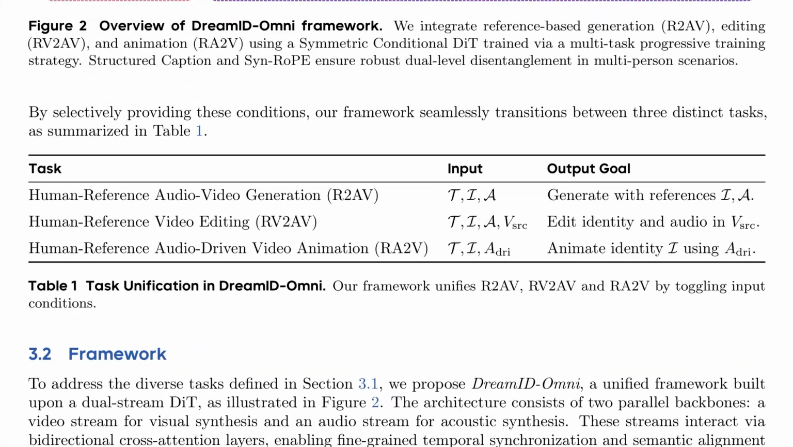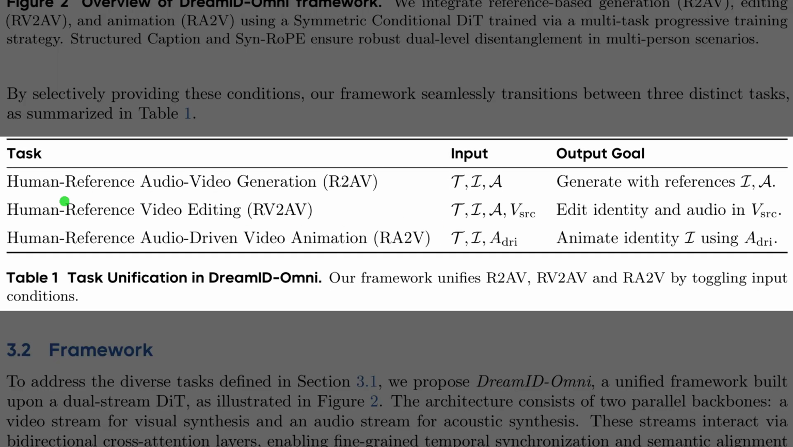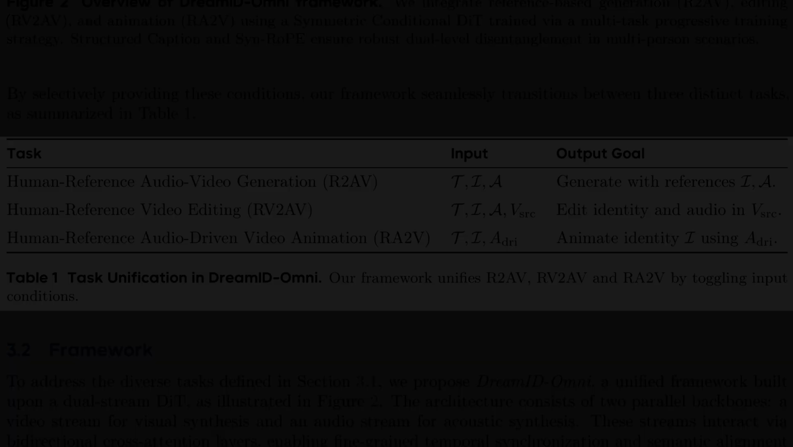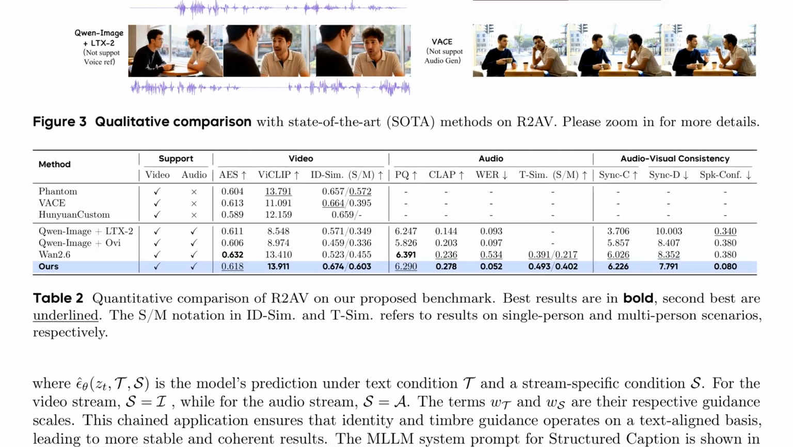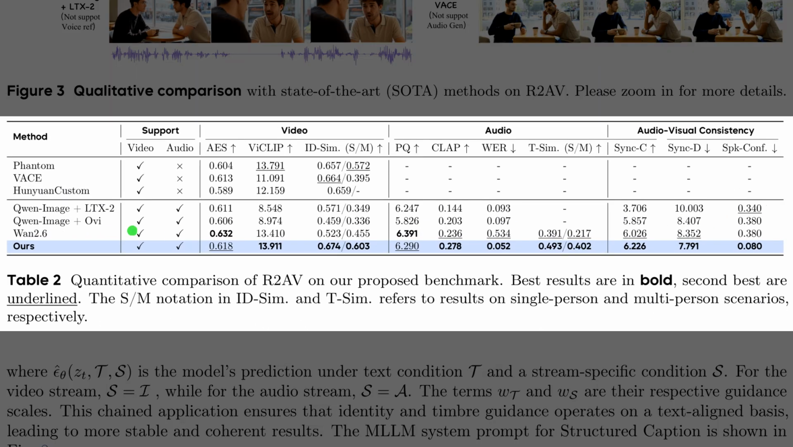Table 1 summarizes how the framework unifies these capabilities by simply toggling the input signals. For human reference audio-video generation, it uses text, identity images, and audio timbres to create new scenes from scratch. The second row shows that adding a source video switches the mode to human reference video editing, modifying the identity within existing footage. Finally, for audio-driven video animation, the system uses a driving audio track to animate the reference identity's lip movements.